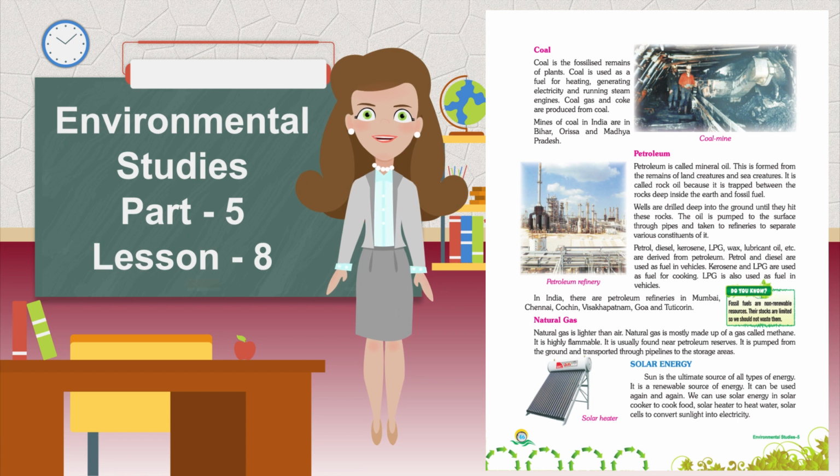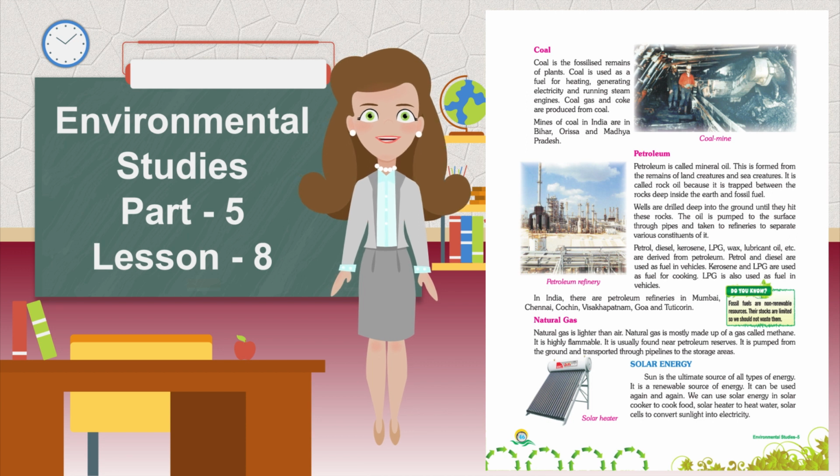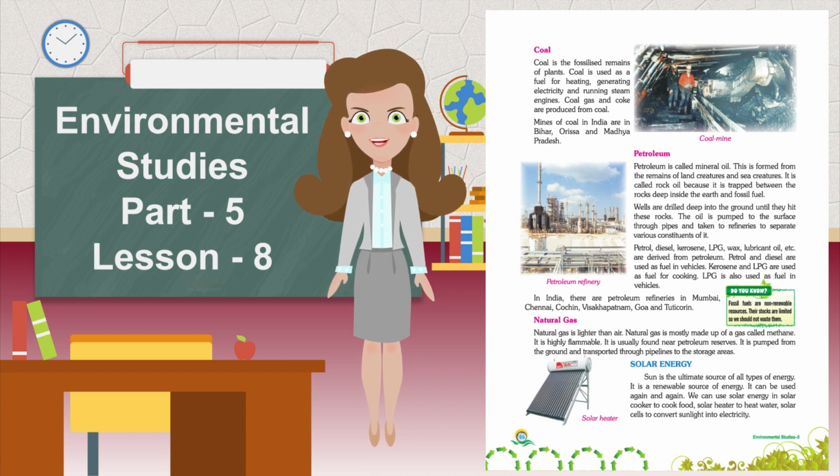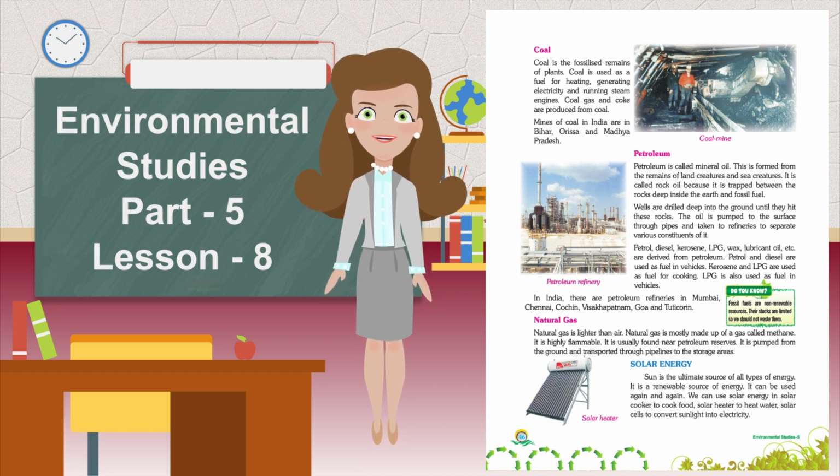Solar energy. Sun is the ultimate source of all types of energy. It is a renewable source of energy. It can be used again and again. We can use solar energy in a solar cooker to cook food, a solar heater to heat water, and solar cells to convert sunlight into electricity.